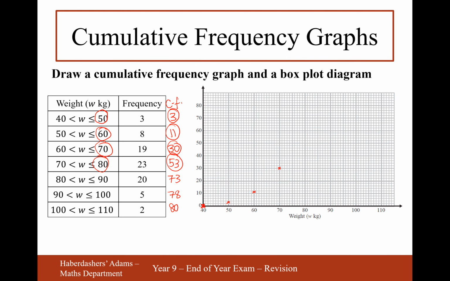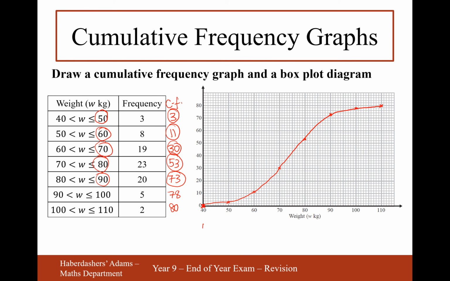Less than 80 are 53 pieces of data. So 53 will be marked at 80. 73 pieces of data less than 90. 78 pieces of data less than 100. And 80 pieces of data less than 110. All of our data. So you connect them up with one continuous curvy line that must go through every single coordinate. Don't do a line of best fit, do it a curvy line through all of the coordinates.